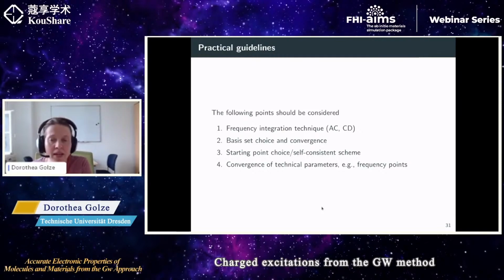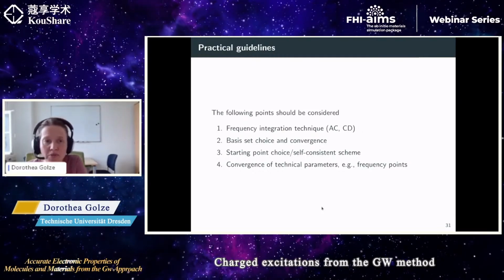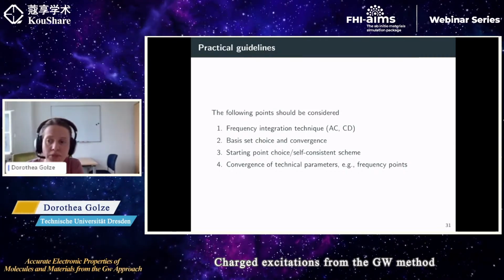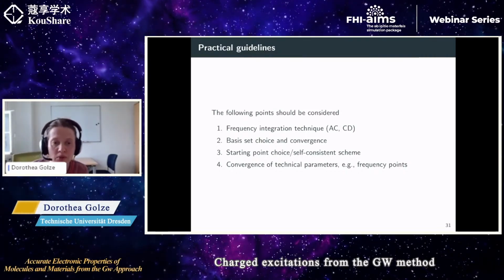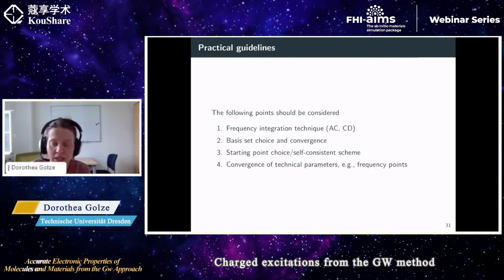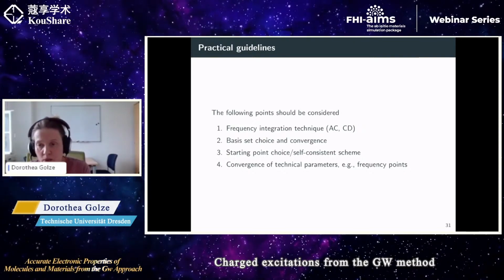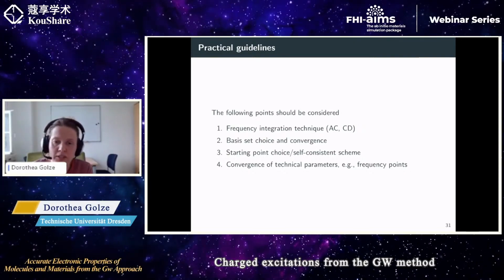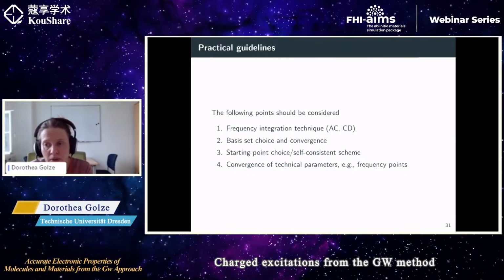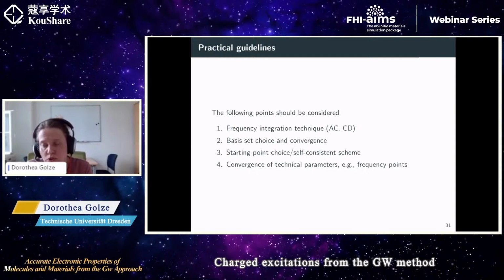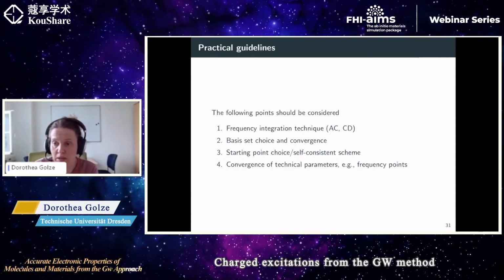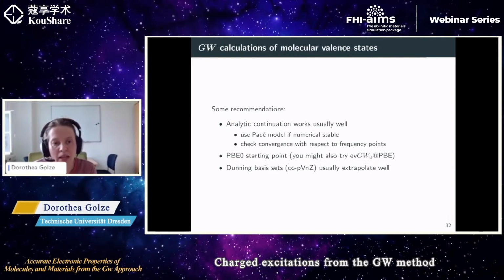Okay. Now, finally, I want to close with a few practical guidelines. The points that you should consider when running GW are what frequency integration technique to choose, your basis set choice, convergence, the starting point dependence, or the choice of a partially self-consistent scheme. And there are also other convergence parameters, for example, the number of frequency points you use, for example, in the Padé model, as reference frequencies, etc., and how many Padé parameters you choose.